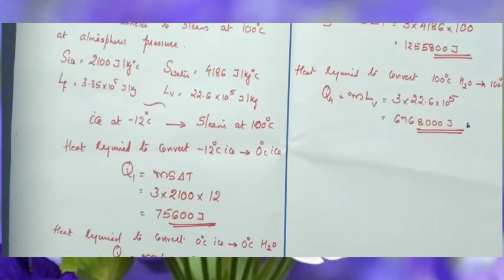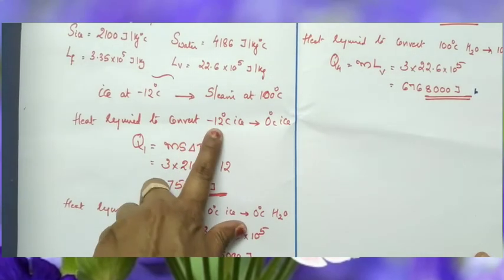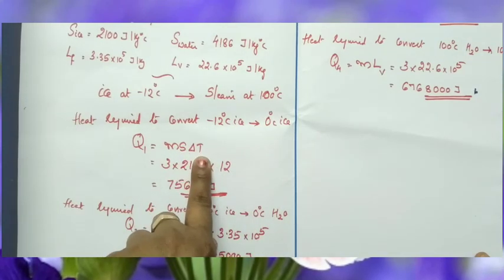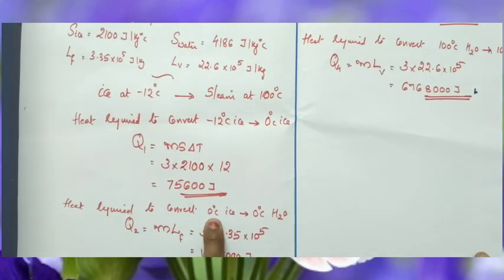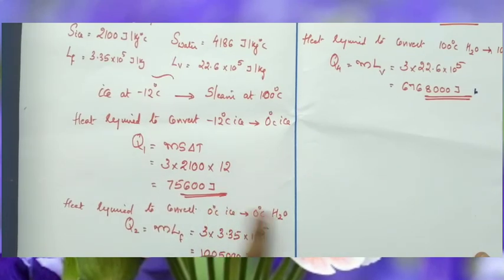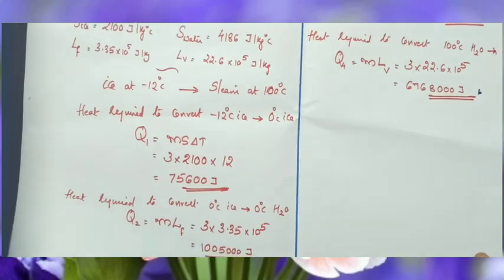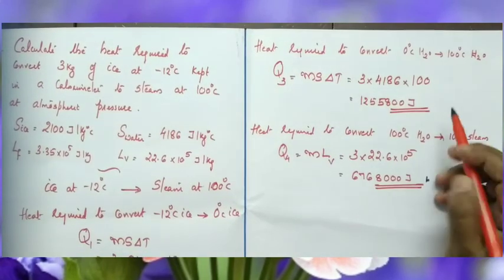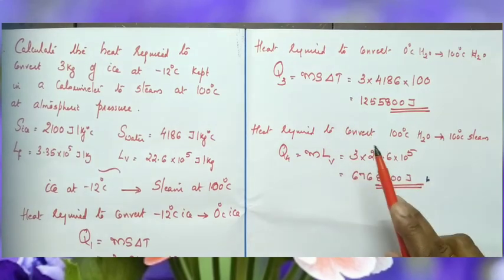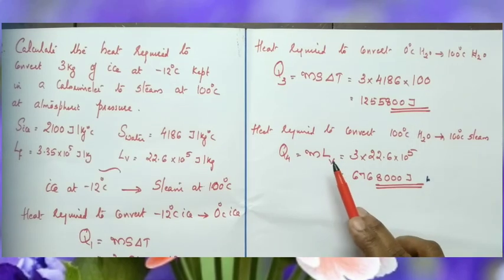So, these are the different steps of quantity of heat. First, minus 12 degrees Celsius ice converts to 0 degrees Celsius ice, the formula is m s delta T. Again, 0 degrees Celsius ice becomes 0 degrees Celsius water. Here there is no change in temperature and hence there is change of state taking place, so the formula is m L. Now, 0 degrees Celsius water to 100 degrees Celsius water, here change in temperature, the formula is m s delta T. Now, 100 degrees Celsius water to 100 degrees Celsius steam, no change in temperature, so the formula is m L.